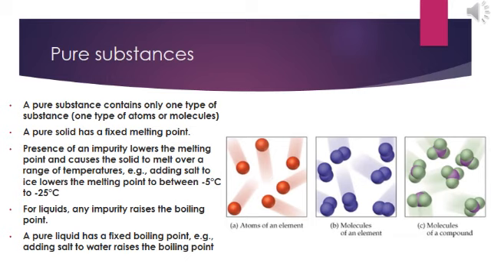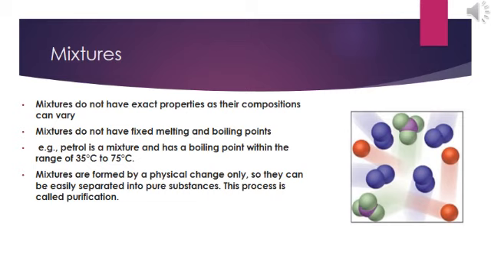Any impure substance is termed a mixture. Mixtures do not have exact properties as they are made up of different elements or different compounds. Their compositions can vary. Composition means we can take half a glass of water and half a glass of any other liquid. So this is one composition. We can take double the amount of water as compared to the other liquid. This is a second composition. So the compositions can vary.